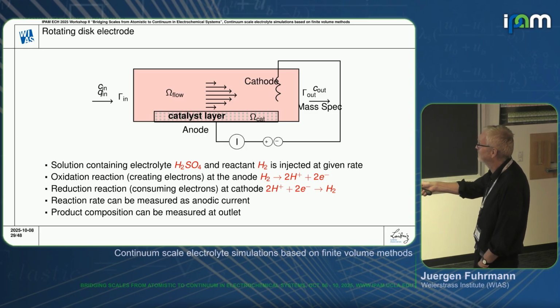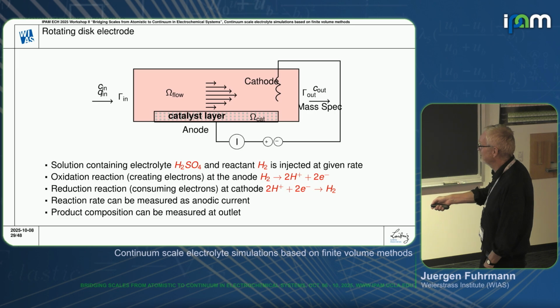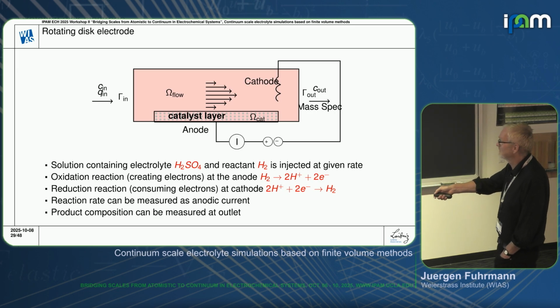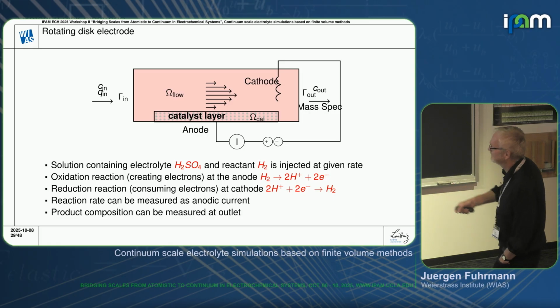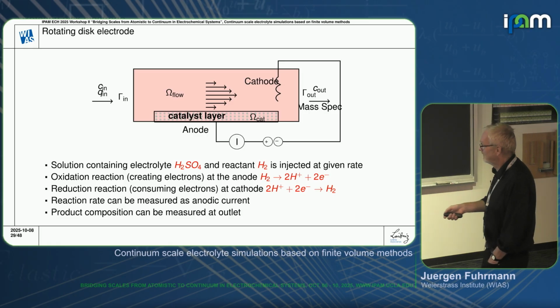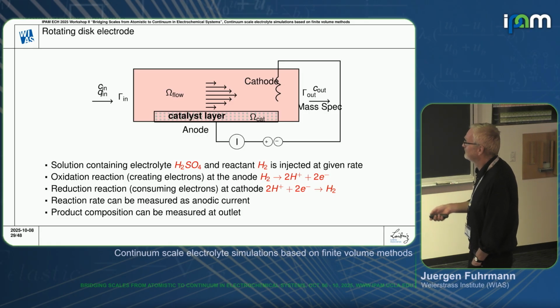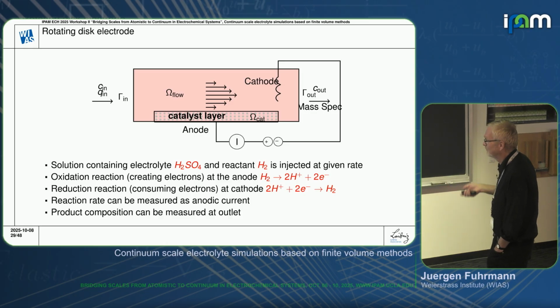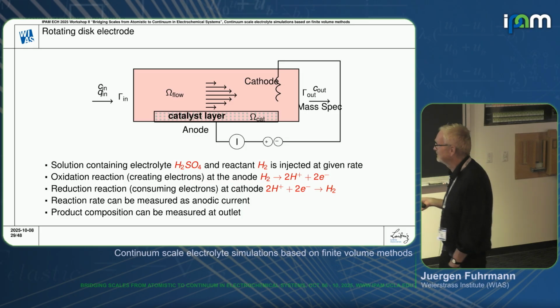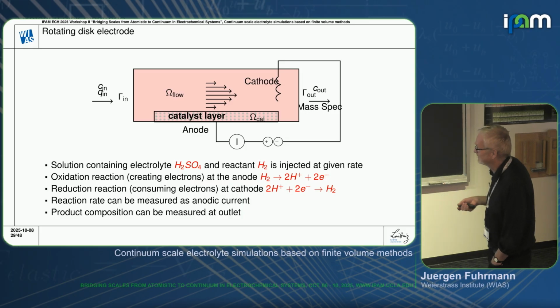We have some catalyst layer. We basically can assume that we have some reactive species. In this particular case, it could be, for instance, hydrogen, which is injected at a given rate. It reacts at the catalyst site. And we can measure the reaction rate as the anode current, and we can also measure the product composition at the outlet. So this is a flow cell setup, which exists in different versions in different labs of electrochemists.